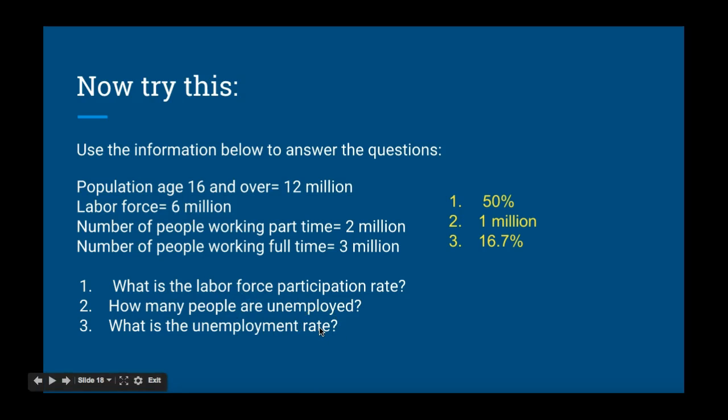Lastly, what is the unemployment rate? So now that you have the number of unemployed, you take that 1 million divided by the labor force. So 1 divided by 6, multiplied by 100, will give you 16.7% unemployment, which, by the way, is relatively high. All right, hopefully that helped.